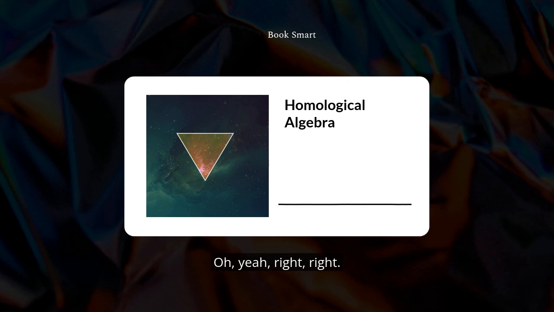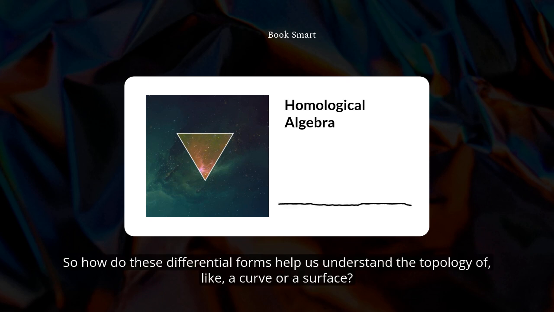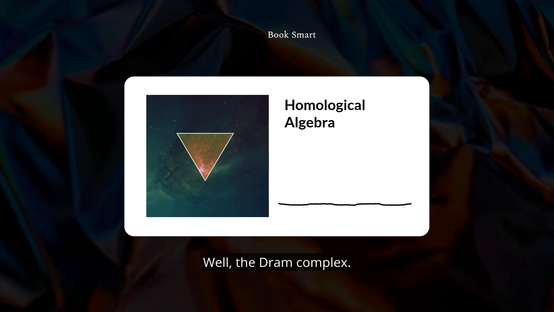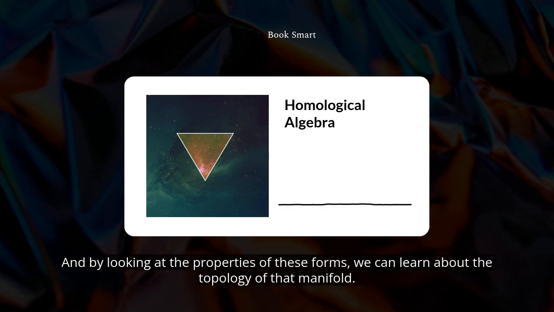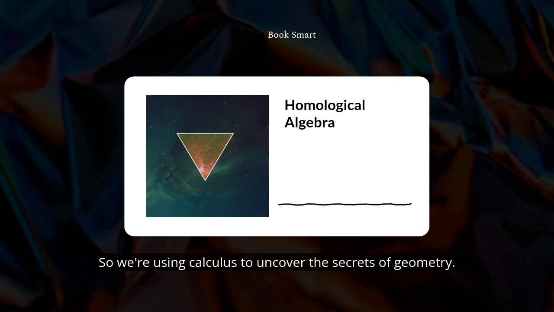Oh yeah, right, right. So how do these differential forms help us understand the topology of, like, a curve or a surface? Well, the de Rham complex assigns a specific set of these forms to each manifold. And by looking at the properties of these forms, we can learn about the topology of that manifold. So we're using calculus to uncover the secrets of geometry.